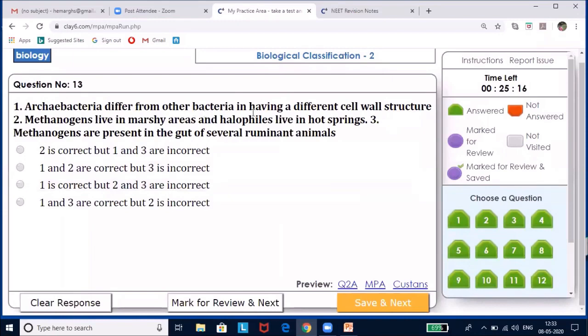Archaebacteria differ from other bacteria in having different cell wall structure. True. Methanogens live in marshy areas and halophiles live in hot springs. No. Halophiles live in salty areas. Methanogens are present in the gut of several ruminant animals. True. So it is 1 and 3 are correct, but 2 is incorrect.